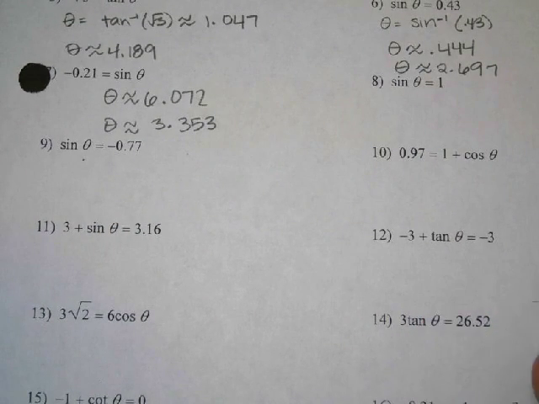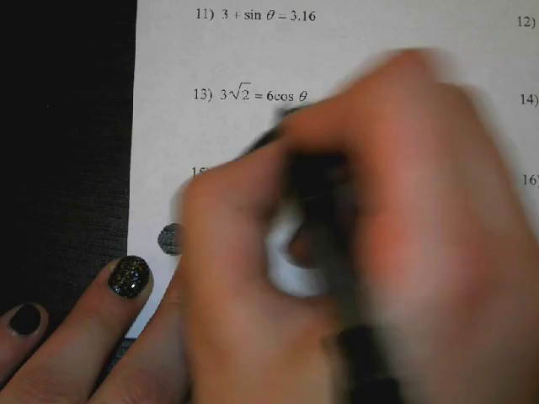Let's go ahead and try a cos problem. Do you guys want to do number 10 or number 13? 13? You don't like it because of the square root? Okay. So I'm going to divide by 6.